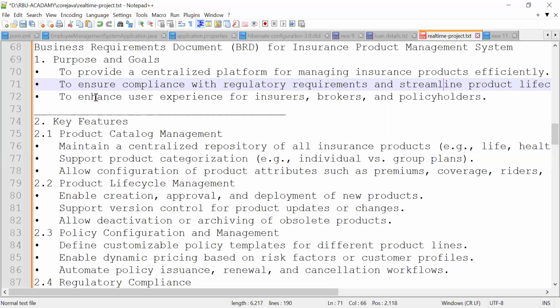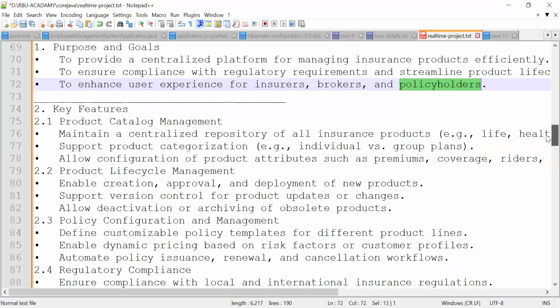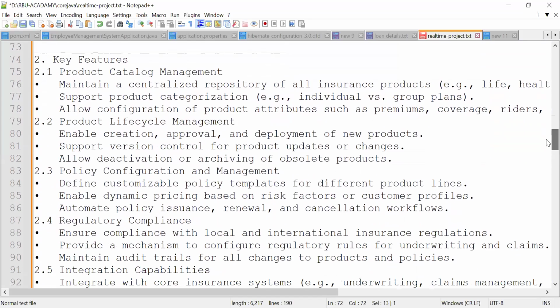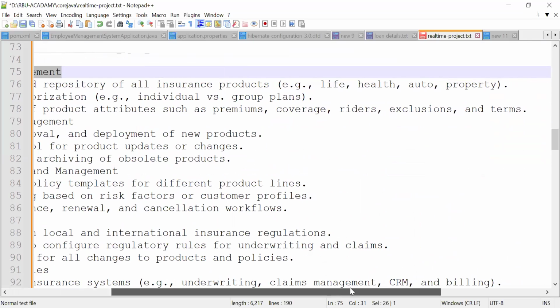Then to enhance user experience for insurers, brokers and policy holders, you have to provide some UI. So then they can log in and buy, and monitor when their insurance will expire or how many claims you have made so far. So key features, if you want to implement a product management system: product catalog. Product in the sense, you need to create your insurance products. As I was mentioning, life insurance, health insurance, auto, property insurance.